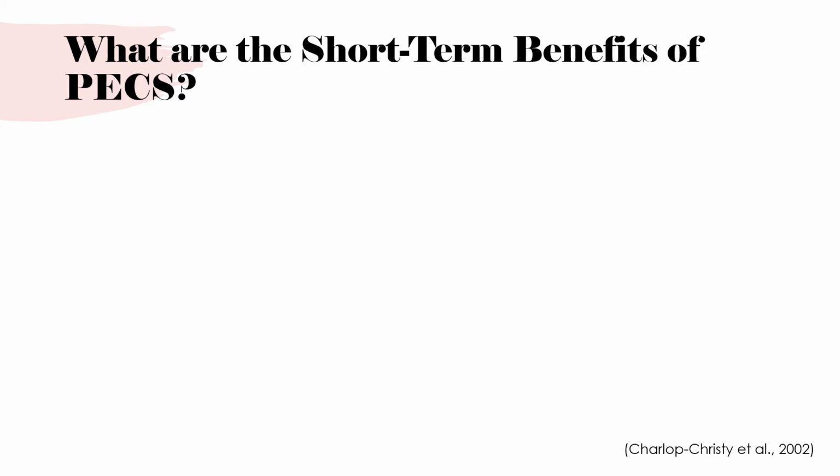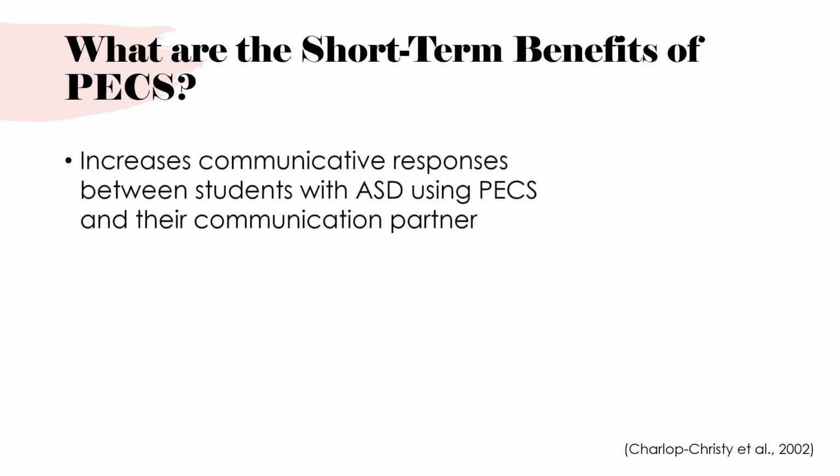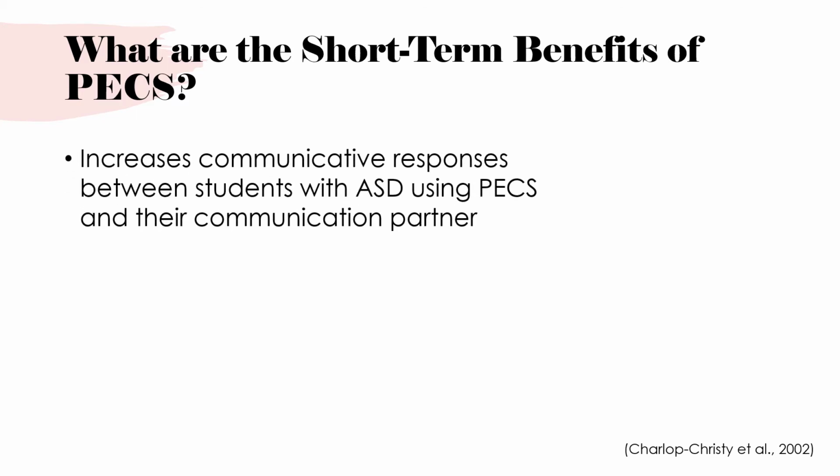What are the short-term benefits of PECS? One short-term benefit of PECS is that it increases communicative responses between students with autism spectrum disorder using PECS and their communication partner. Students learn to walk up to their communication partner, initiate a communication interaction, demand from their communication partner, and tact or comment.